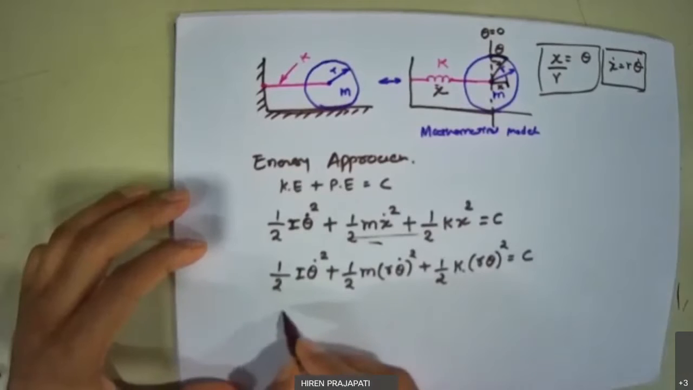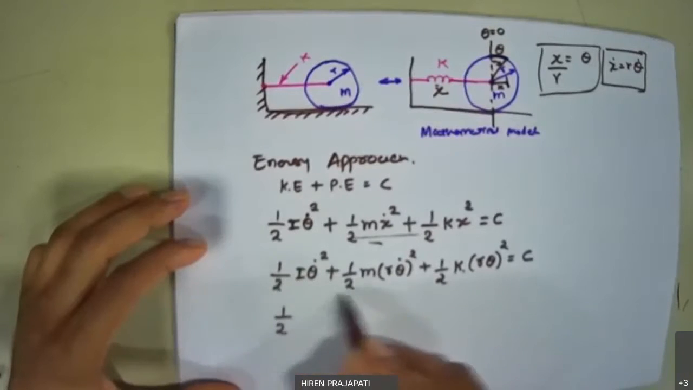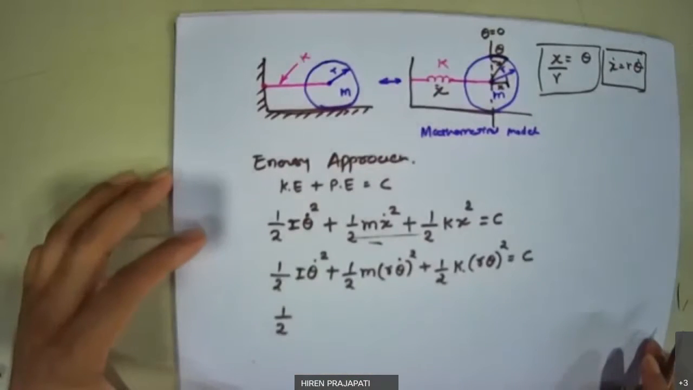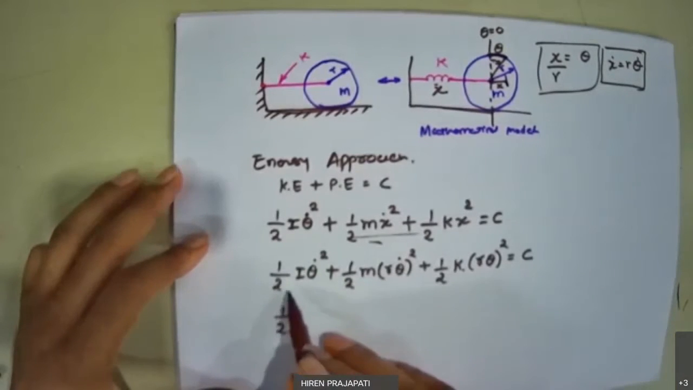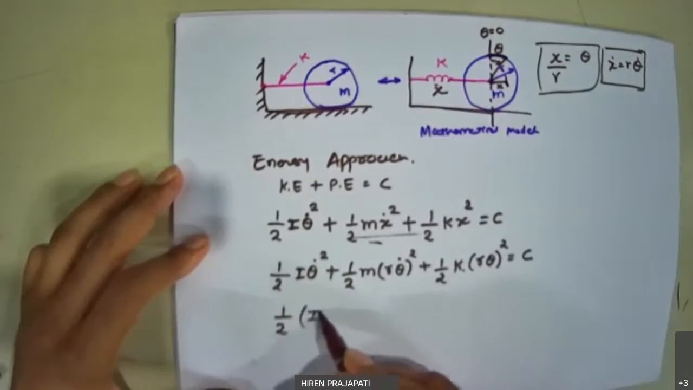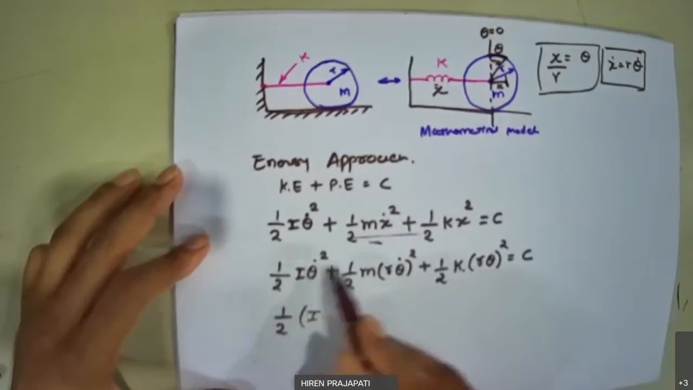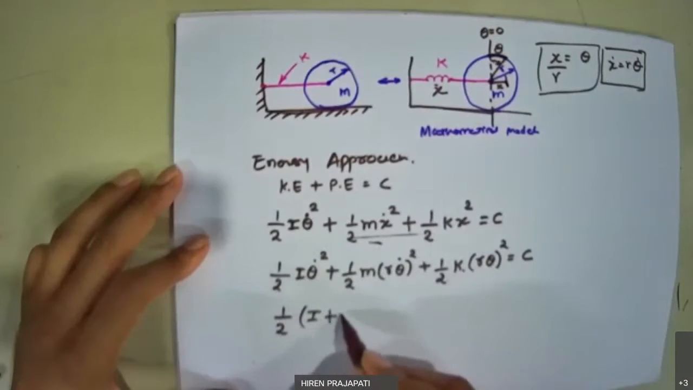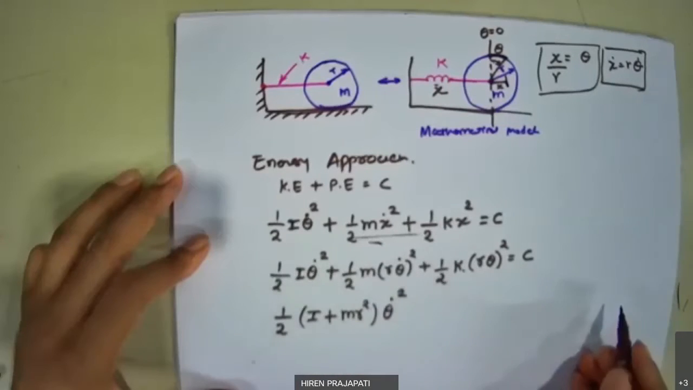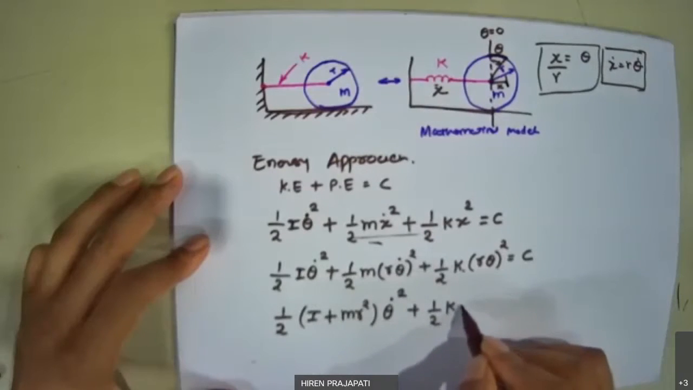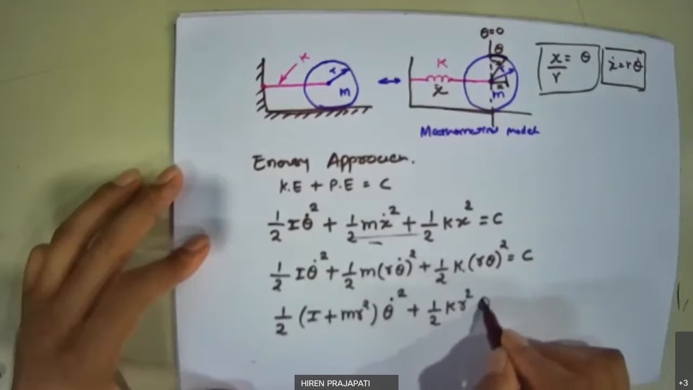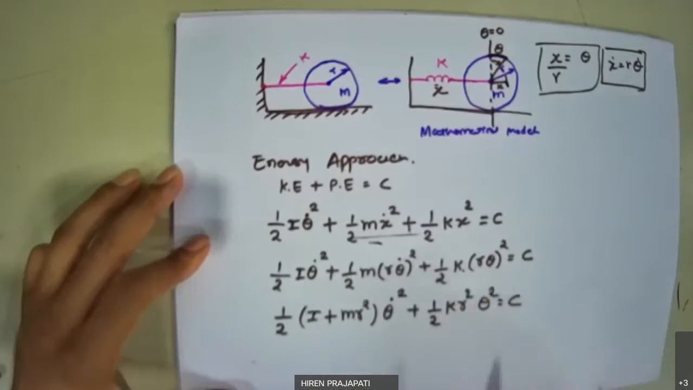So after this, let me write this in a more appropriate form. So I take 1/2 common from both. Now what I am trying to do is write these both terms in terms of equivalent mass, right? So I take 1/2 common from both, and I also take theta dot square common from both the terms, then I get here small m r square, and at the end we have theta dot square, right? Plus 1/2 k r square theta square is equal to constant, right?